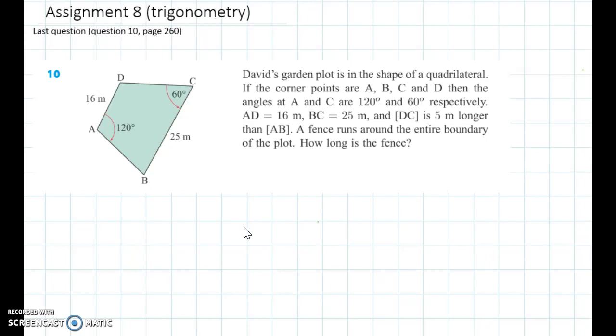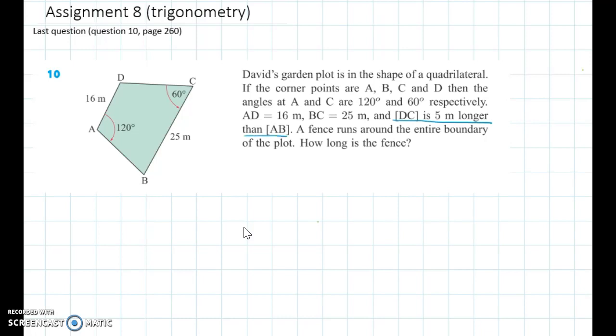So we have a quadrilateral with corners A, B, C, and D. We know two of the angles. The angle at A is 120 degrees and the angle at C is 60 degrees. We also know the length of two of the sides, AD and BC, as in the picture. And then we have a relation between the two sides that we don't know. It says over here, this is 5 meters longer than AB.